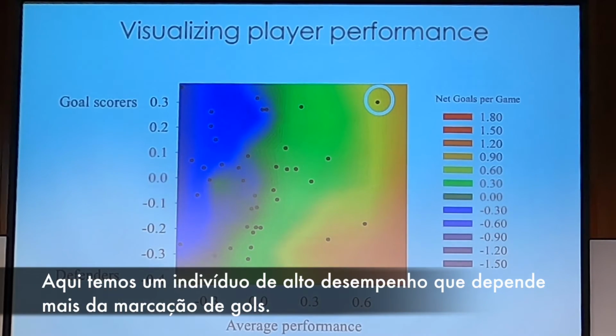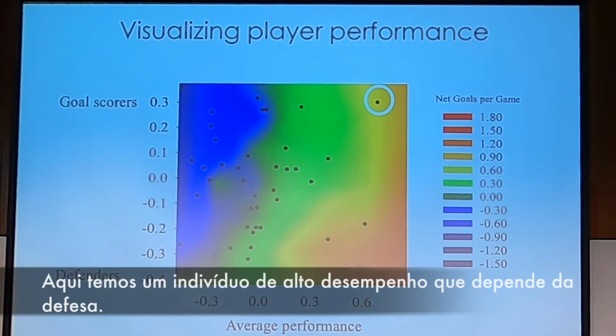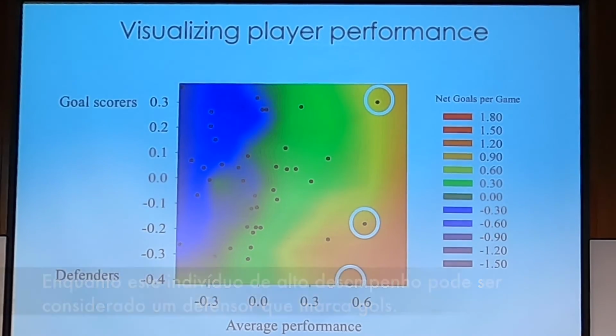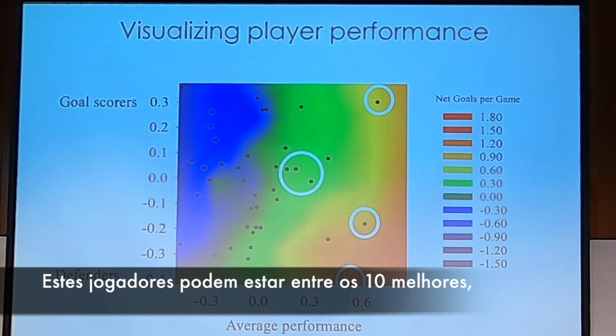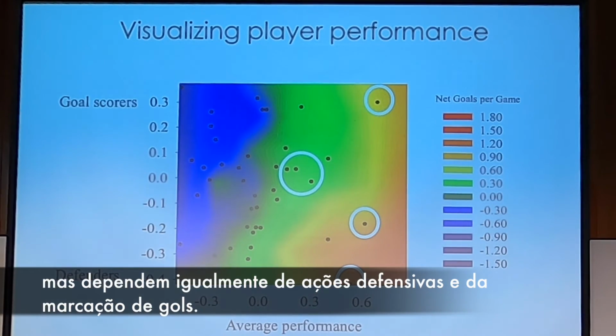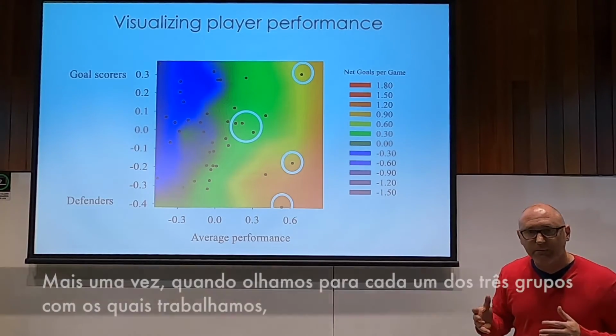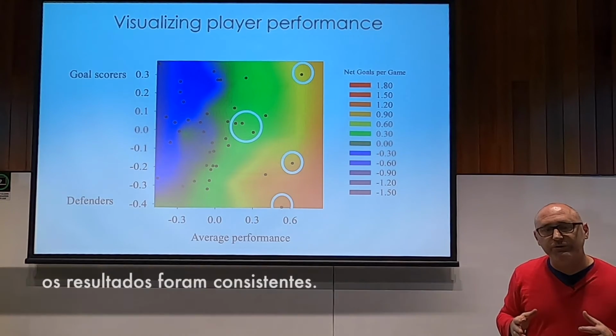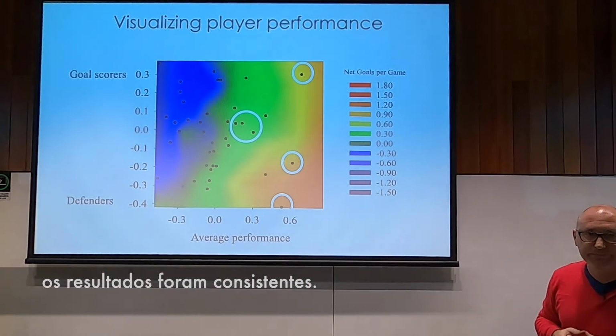Here, we have a high-performing individual that relies on goal scoring. Here, we have a high-performing individual that relies on defending. Well, this high-performing individual could be considered a goal-scoring defender. These players here might be in the top 10, but they rely equally on defensive actions and goal scoring. Again, when we looked across each of the 3 groups we work with, the results were very consistent.